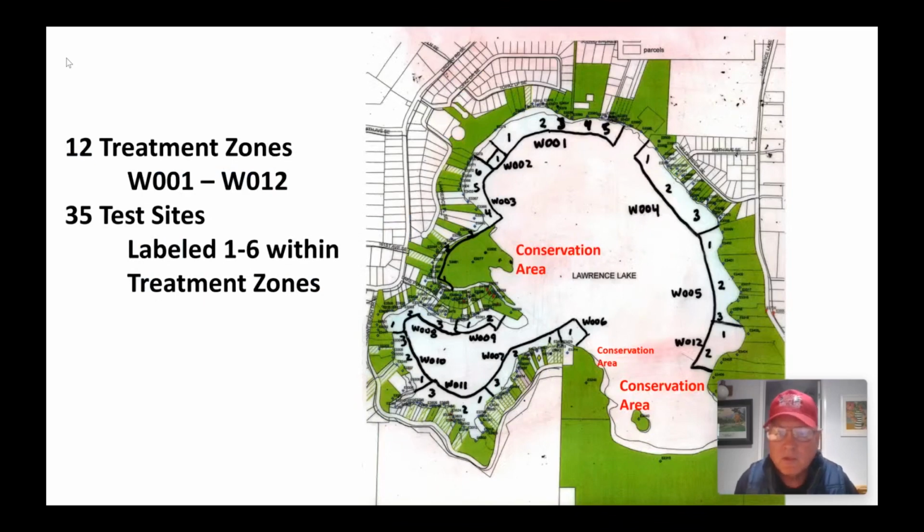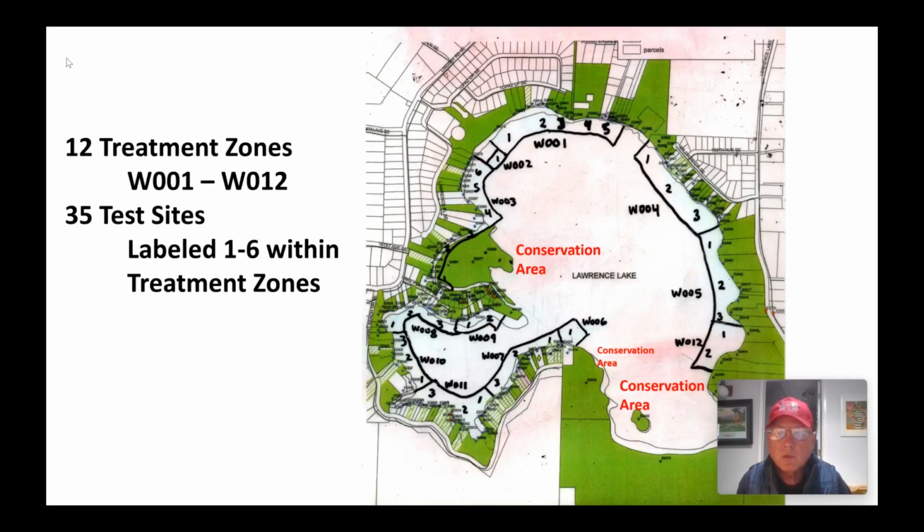In the previous video on how to prepare for a survey, you saw this map of the lake. The lake's broken down into 12 treatment zones, 35 test sites within those treatment zones, and we have 3 conservation areas on Lake Lawrence where we don't normally conduct a survey on a regular basis. We do it periodically just to check for invasive species. And if we find invasive species in those areas, we contact our aquatic resource specialist at Thurston County, who then comes out on the lake with us, verifies the invasive species and where it's located, and then works with a contractor to get a contract out there to control them at the very least.